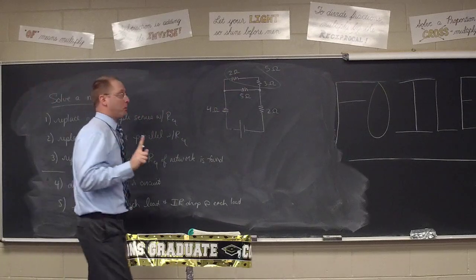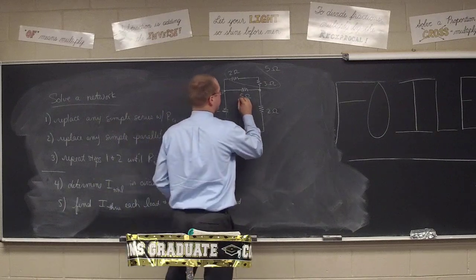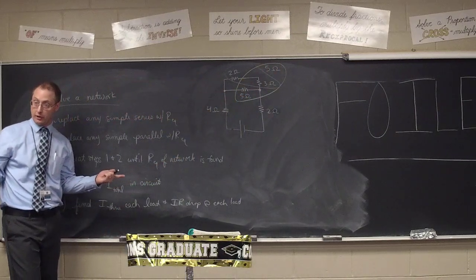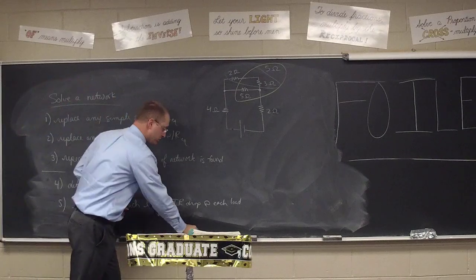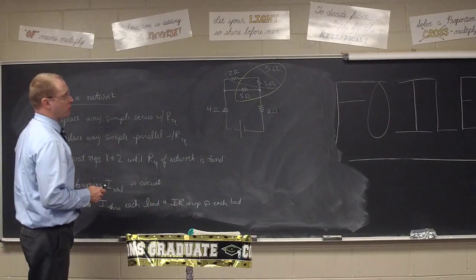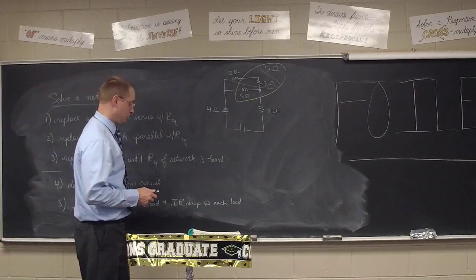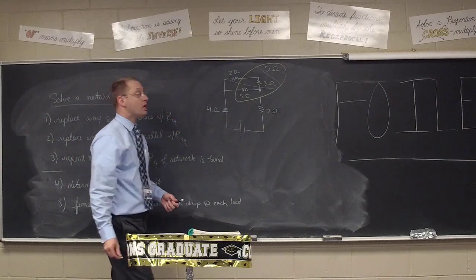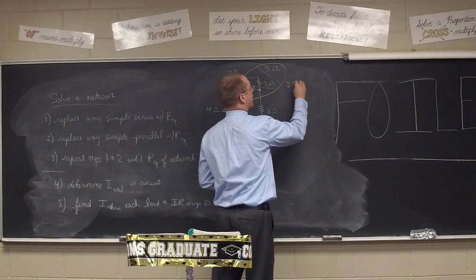Now I've got one simple parallel. The 5 and the 5 are simple parallel with each other. So use reciprocals. And what is the resistance going to be for the simple parallel? 2.4. Comes out to 2.5 ohms.